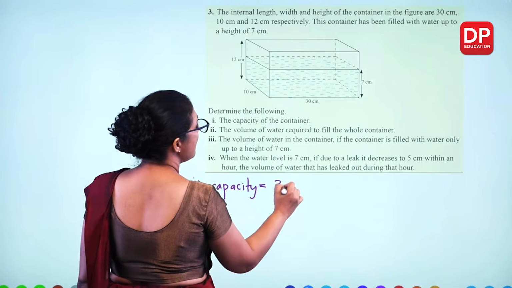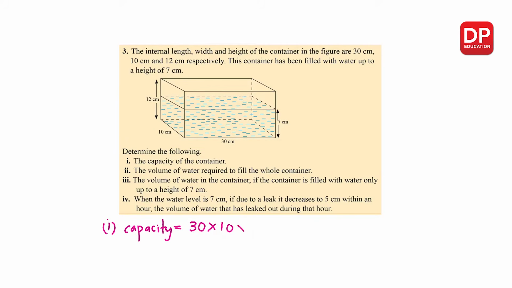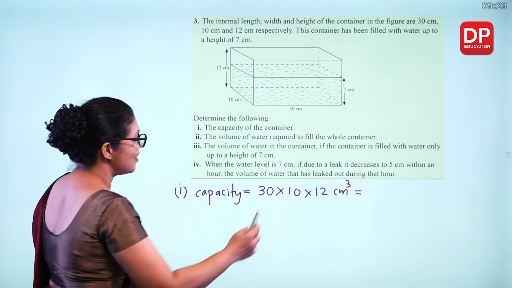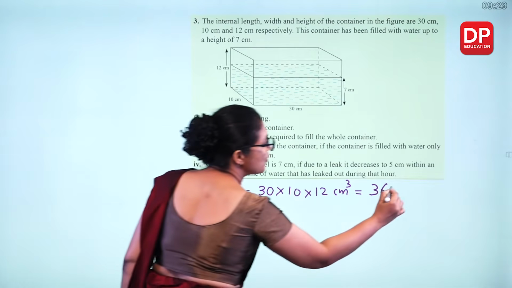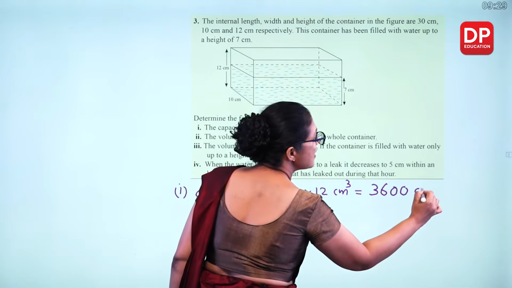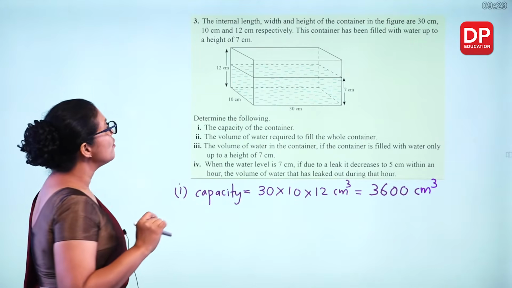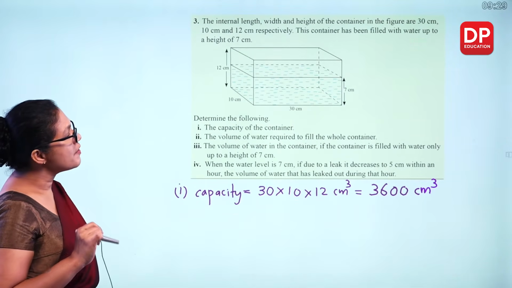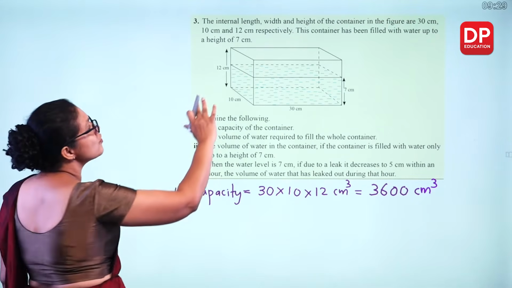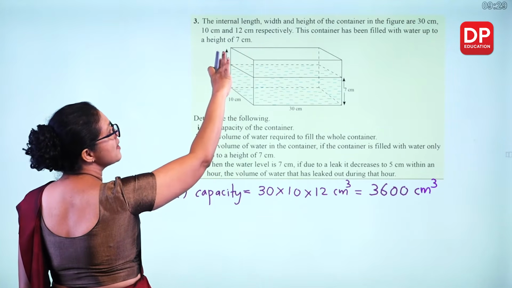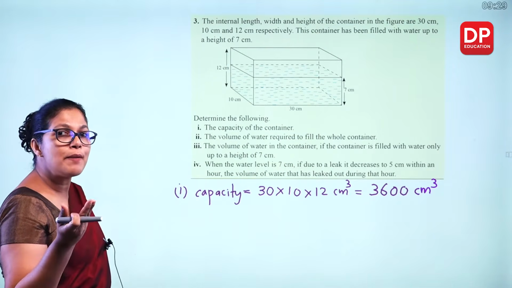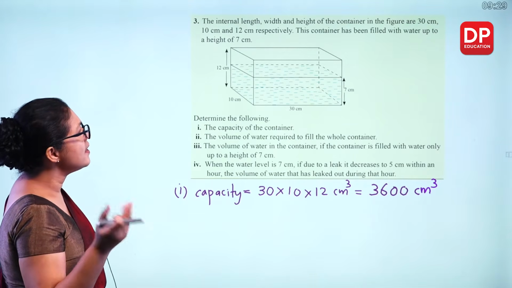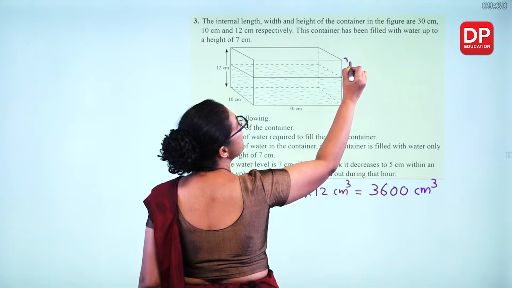That means first length 30, width 10 and height 12. This is in cubic centimeters. So here 12 times 3, 36, and put 2 zeros. So 3600 cubic centimeters. Now look at the second part. The volume of water required to fill the whole container. So here the whole height is 12 centimeter, already filled 7 centimeter height. So what's the remaining part? 12 minus 7, you get 5 centimeter here.